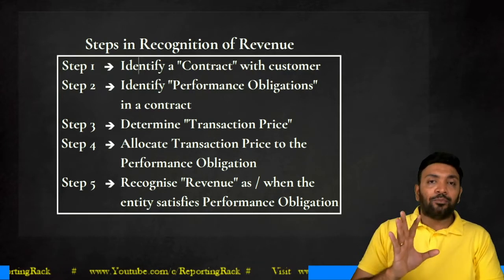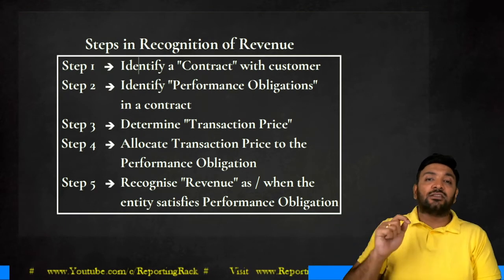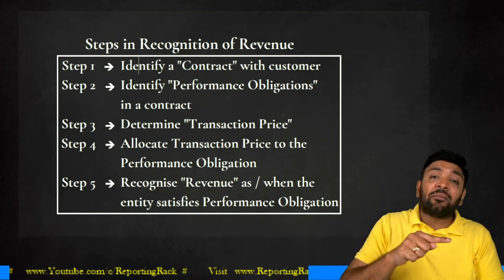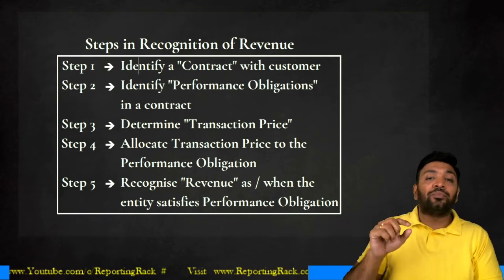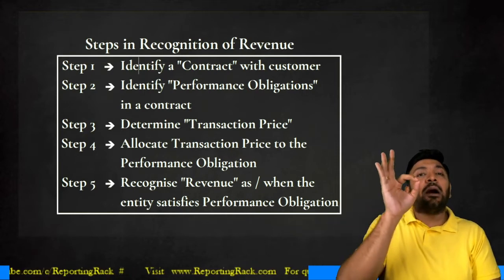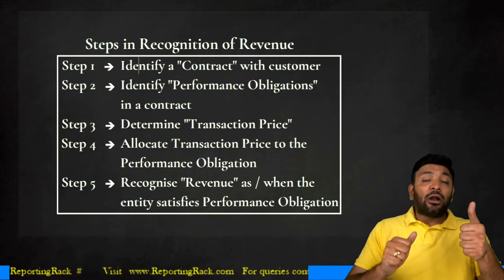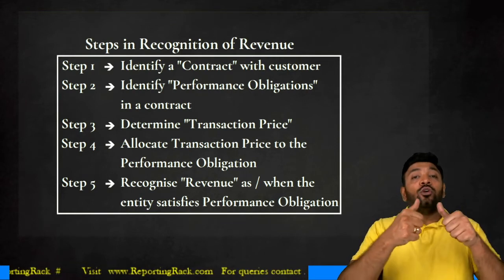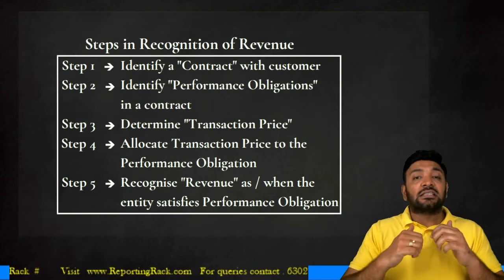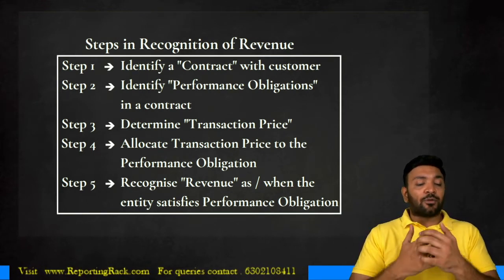As or when means what? I'll recognize as the entity performs the obligation. That means over a period of time, I'll keep on recognizing revenue. When the entity satisfies the performance obligation at a point of time, I'll recognize the revenue. So at a point of time and over a period of time, two types of revenues are recognized as per Ind AS 115. So what are my steps in the revenue recognition process?